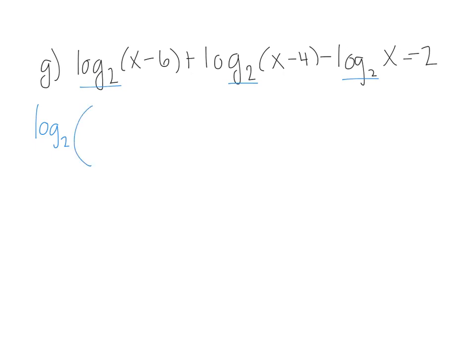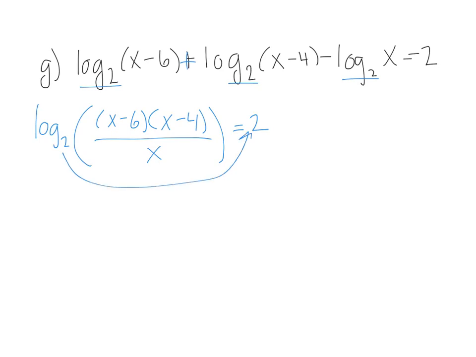Log base 2. I have x minus 6 plus the 4, so that means multiplying, x minus 4, all divided by x, equals 2. So there's our logarithm. Now we just need to rewrite it as an exponential expression. So 2 squared is equal to x minus 6 times x minus 4 all over x. Okay, the easiest thing to do here is multiply both sides by x.